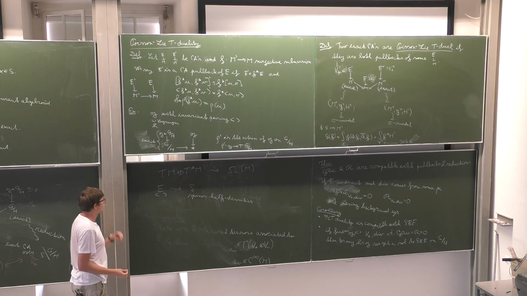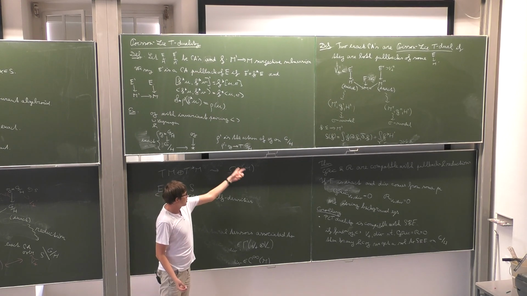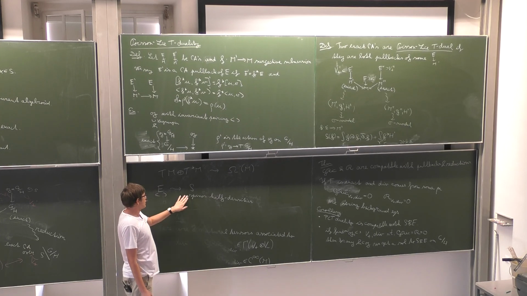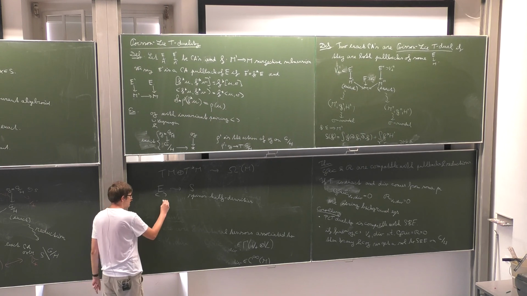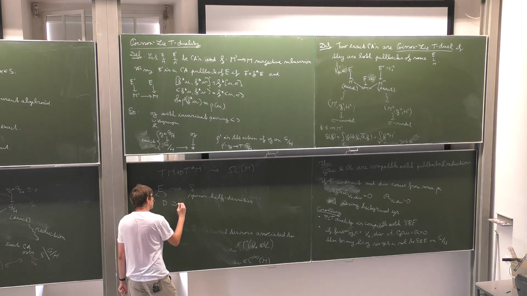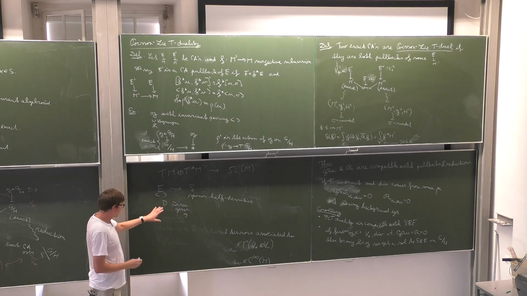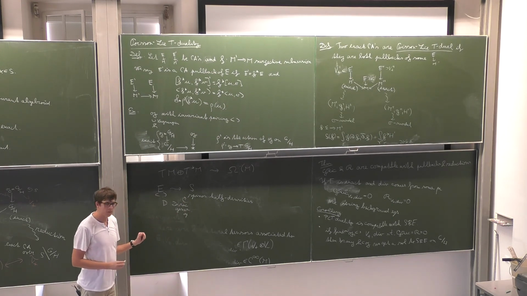Ramond-Ramond fields are objects which live here, so they are spinor half densities. And now there is a cool thing on Courant algebroids: every Courant algebroid admits something which is called the Dirac generating operator. It's some canonical operator which acts on spinor half densities.